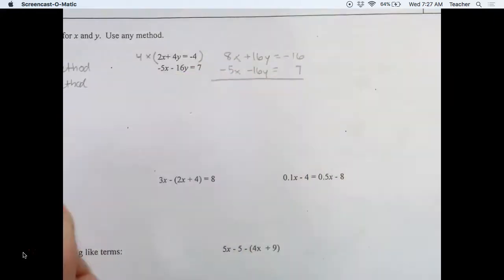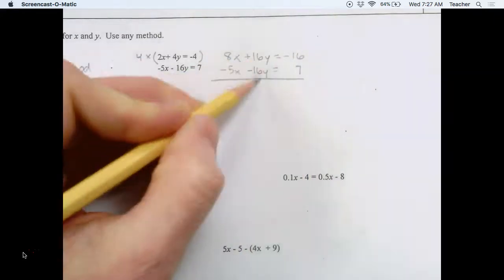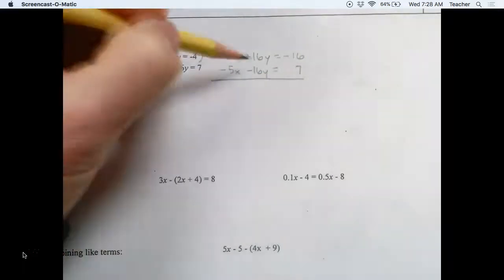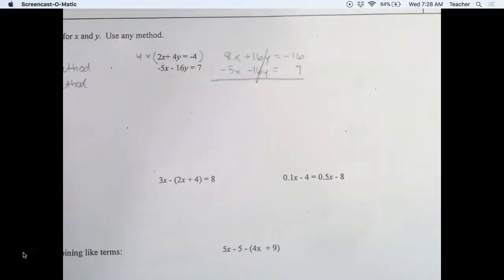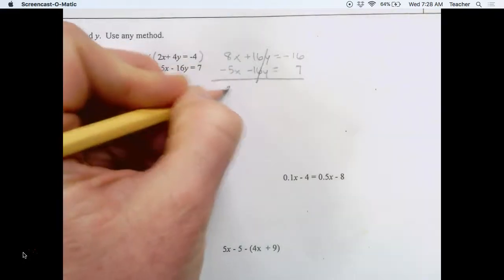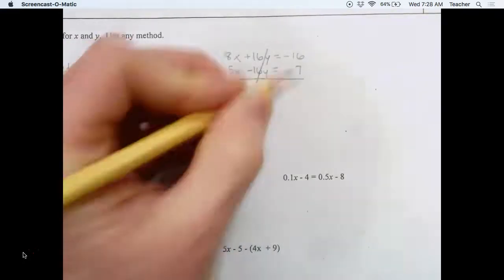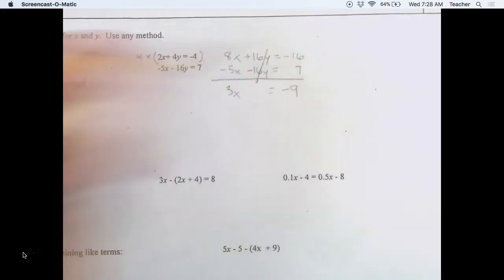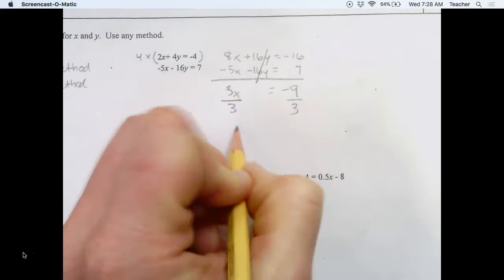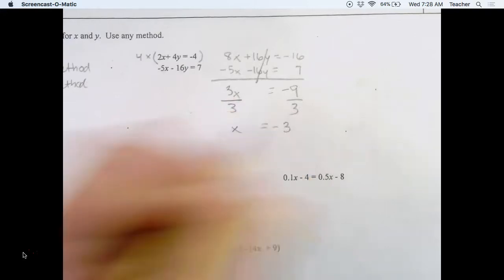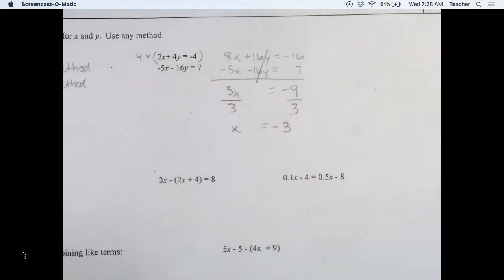Now, I can add these equations, which will eliminate the y's, 16y and negative 16y. Those are zero pairs. So this is 3x, and this is negative 9. So if I divide by 3, I know that x is negative 3.